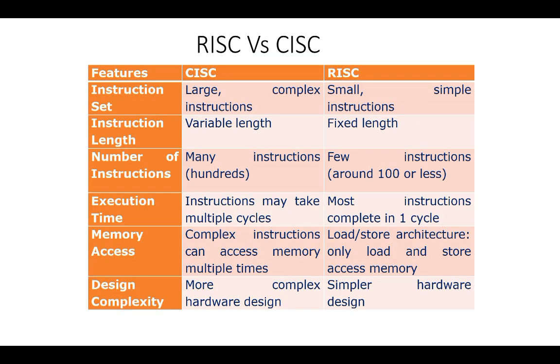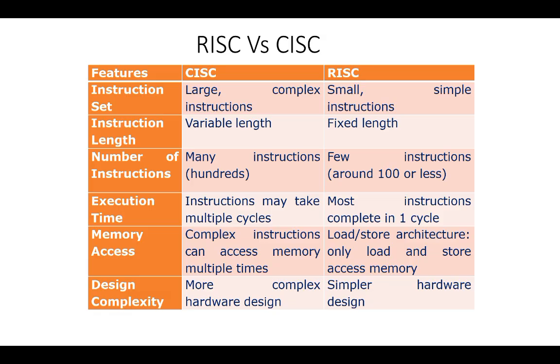First, with respect to the instruction set, the CISC processor carries a large instruction set, while RISC has a simple and smaller instruction set. For instruction length, RISC has a fixed length of around 32 bits, whereas the CISC processor has a variable length. The number of instructions in CISC is large, more than 100, whereas RISC has fewer, around 100 or less.